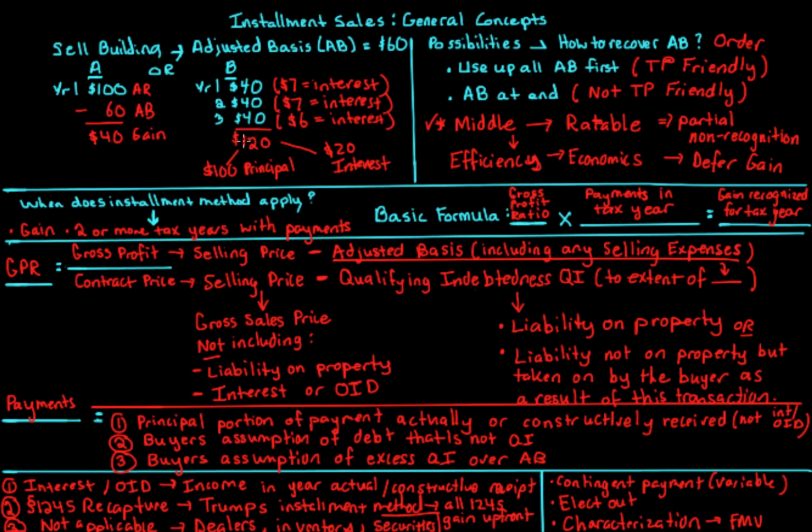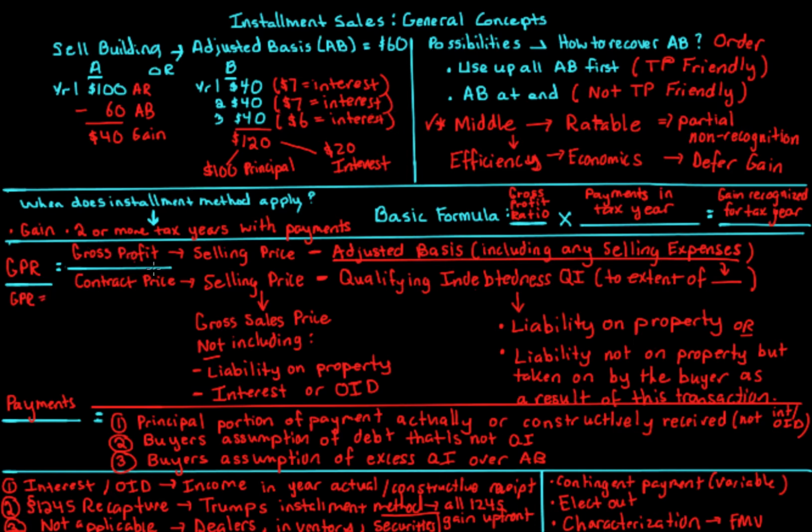We have a gain, and we have 2 or more tax years with payments, because we have 1, 2, 3 tax years with payments. So our basic formula is the gross profit ratio times the payment in the tax year. The gross profit ratio in all 3 years is the same. So let's calculate that first.